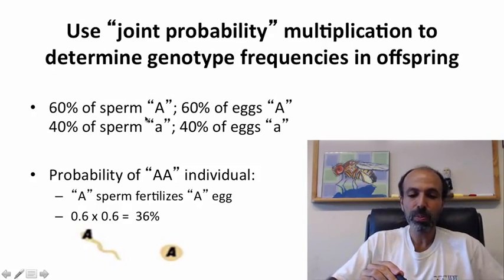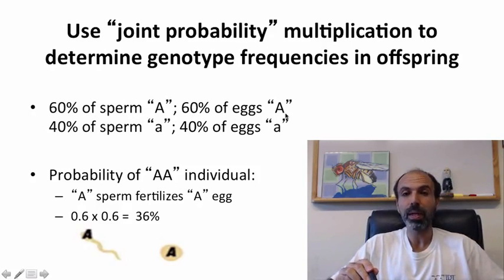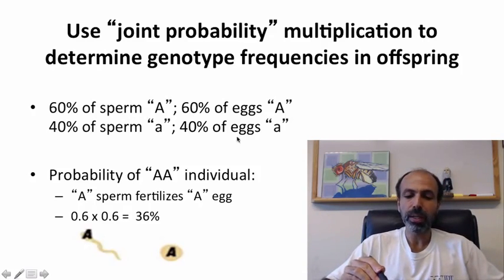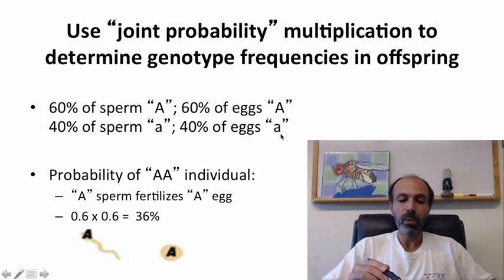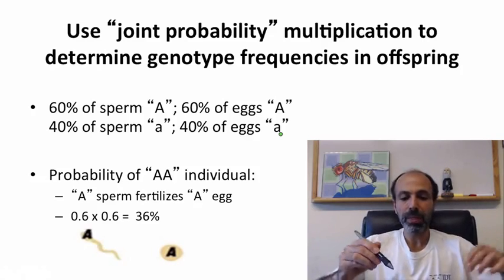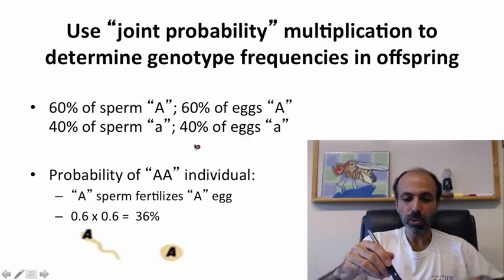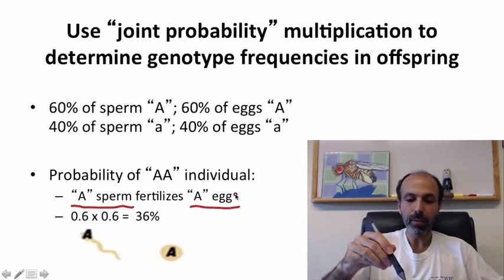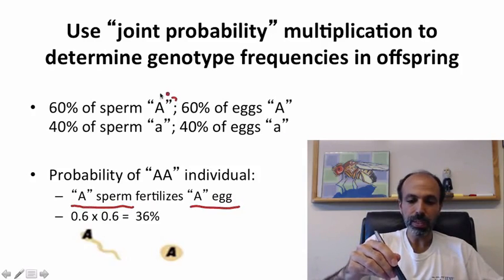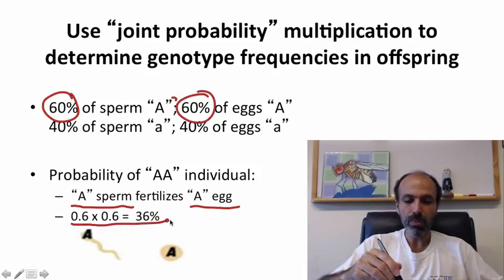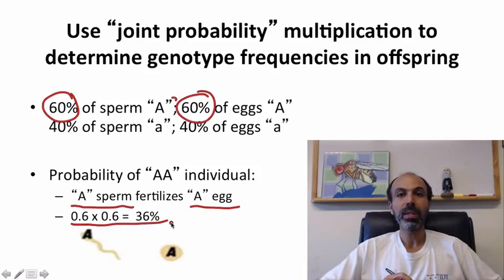So if 60% of the sperm are big A, 60% of the eggs are big A, so we're just saying 60% of all the gametes, 40% of the sperm are little a, 40% of the eggs are little a, what would the probability of a big A big A individual be? Well, it would be the joint probability that an A sperm comes together with an A egg. Well, A sperm is 0.6. A egg is also 0.6. So that would be 0.36 or 36%.